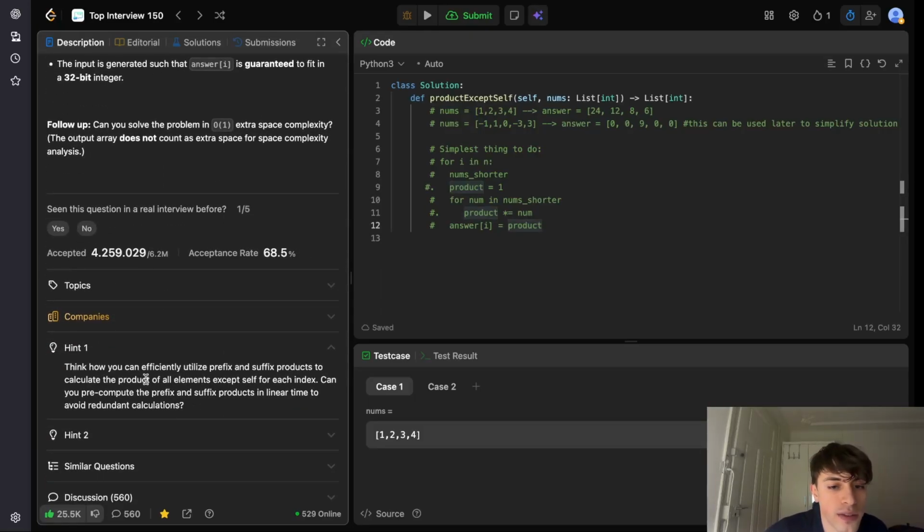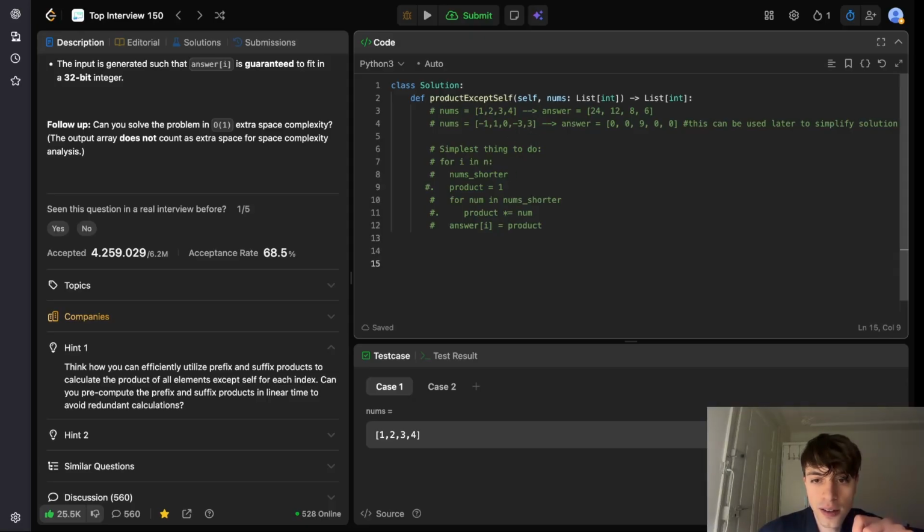Think how you can efficiently utilize prefix and suffix products to calculate the products of all elements except self for each index. Can you pre-compute the prefix and suffix products in linear time to avoid redundant calculations? Prefix and suffix products are something like, here we are dealing with an array like 1, 2, 3, and then we have I, and then we go to 5, let's say 5, 6, 7. So the prefix products are 1, 2, 3, and the suffix products are 5, 6, and 7.